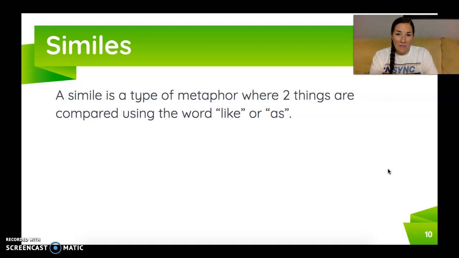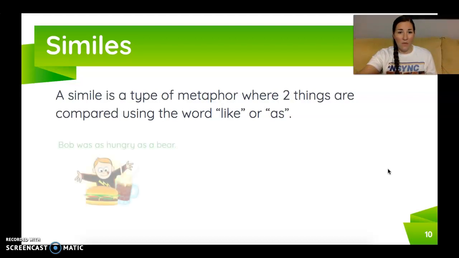The next one we have is similes. A simile is a type of metaphor where two things are compared using the word like or as. So these are very similar to metaphors, but they include the words like or as. And you'll see similes a lot in some of the standardized tests that we take. They'll do a lot of them where they're comparing different things with like or as, and you kind of have to figure out what the comparison is.